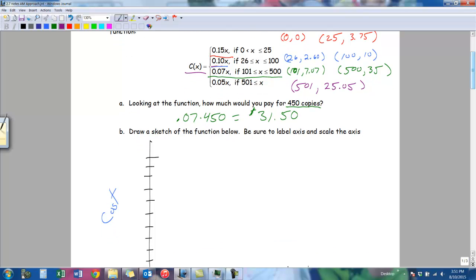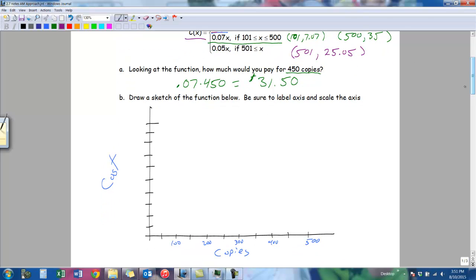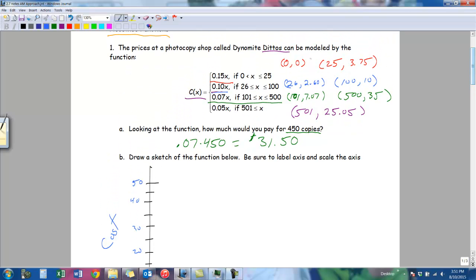All right, so what is our highest cost? Since we have to scale our cost, we've got to get up to 35. And since we have 10 tick marks, maybe we go by 5s. It's an easy scale to go by. So go ahead and try and figure out how this is going to look here. Go ahead and press pause and give it a shot, or I'll show you in just a minute.